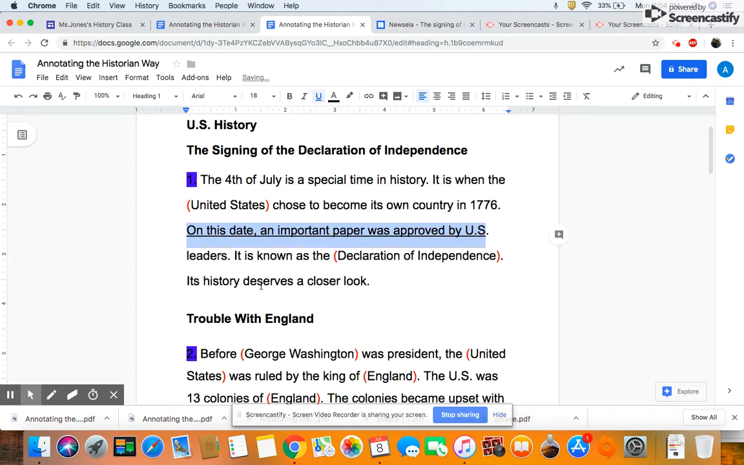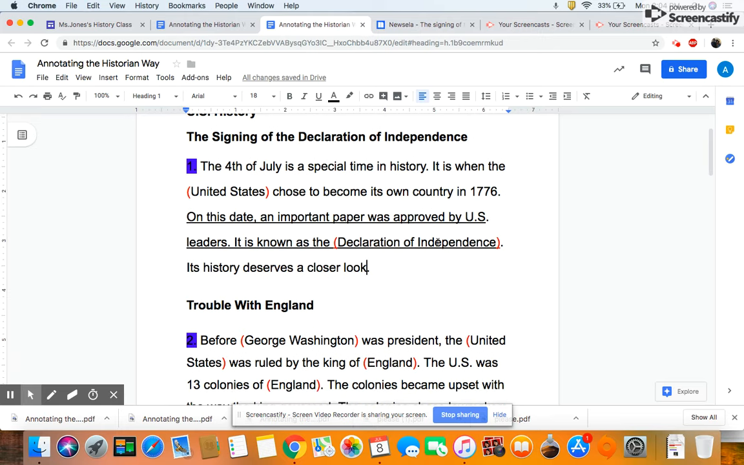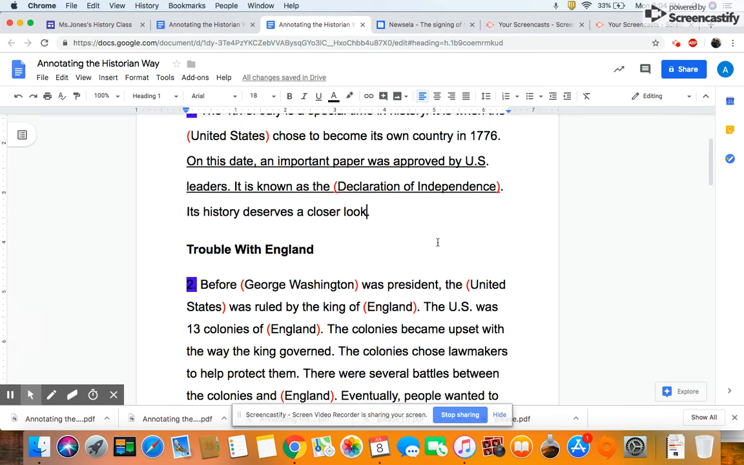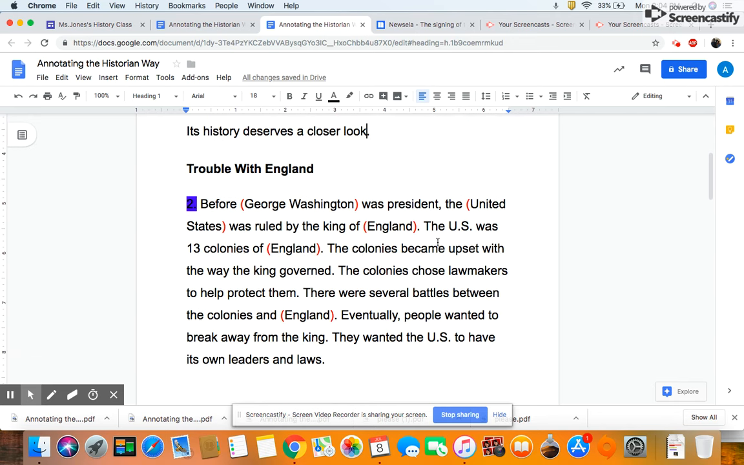So here we have this and this. And the main idea I took out of this paragraph is that on the 4th of July in 1776, so on this date, an important paper was approved by U.S. leaders. It is known as the Declaration of Independence. So that's our first paragraph, annotated the historian way. Let's move on to paragraph 2.